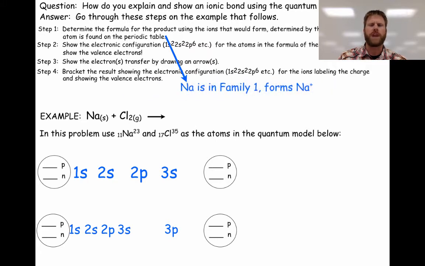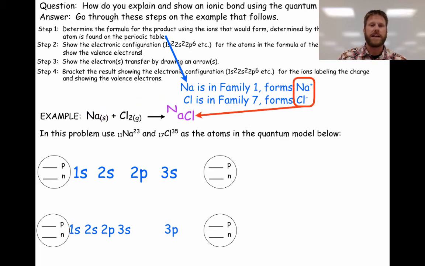So sodium is in family 1. Everything in family 1 would form a positive 1 charged ion. Chlorine is in family 7. Everything in family 7 will form a negative 1 charged ion. So by doing our ion quizzes here, combining an Na+ and a Cl- will give us NaCl.